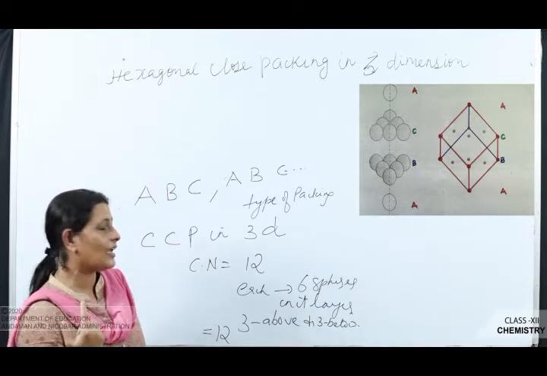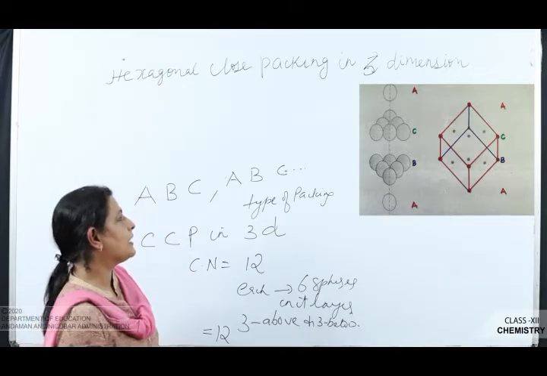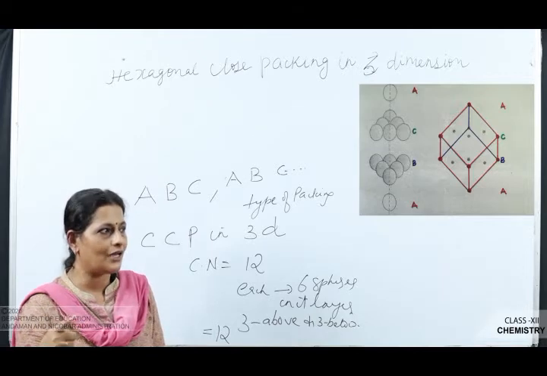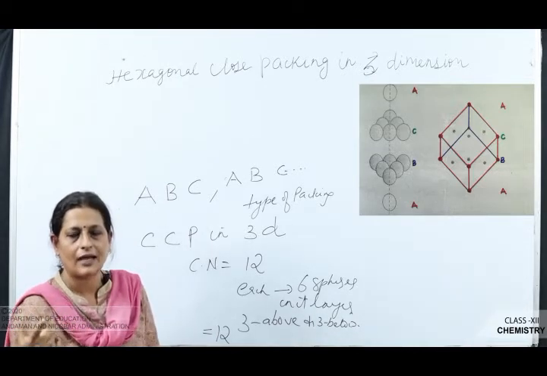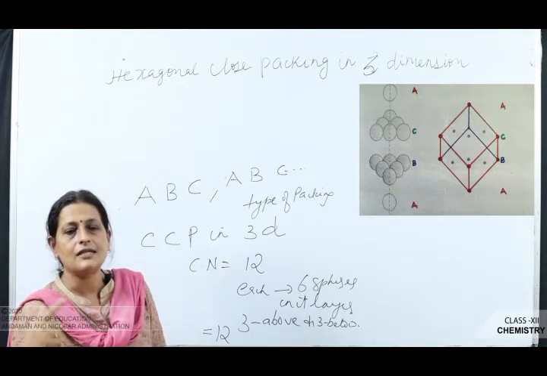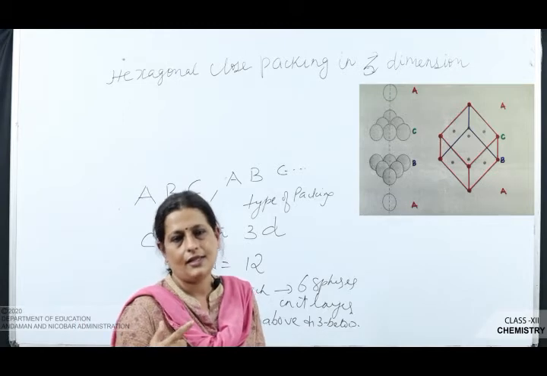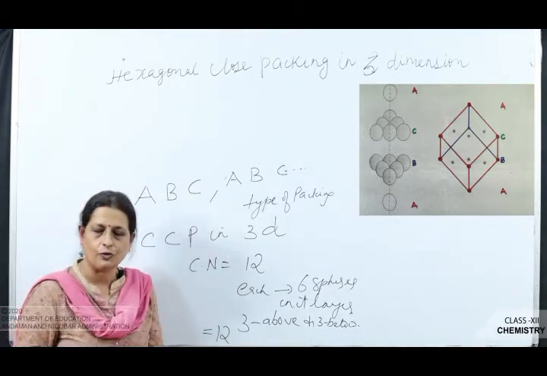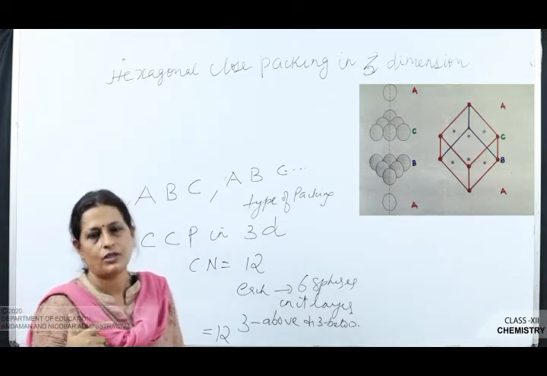So when you arrange the third layer in the tetrahedral void, what do you observe? The third layer becomes identical to the first layer. So we call it A, and the fourth layer becomes identical to the second layer. So we call it B. So what type of packing are you getting? ABAB type of packing, and it is known as hexagonal close packing in 3 dimension. And here each sphere is in contact with how many spheres in its own layer? 6 spheres, 3 above and 3 below. So the coordination number is 12.